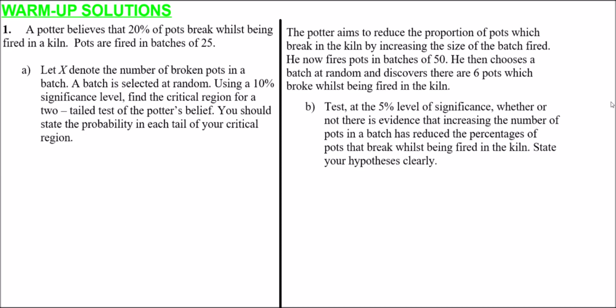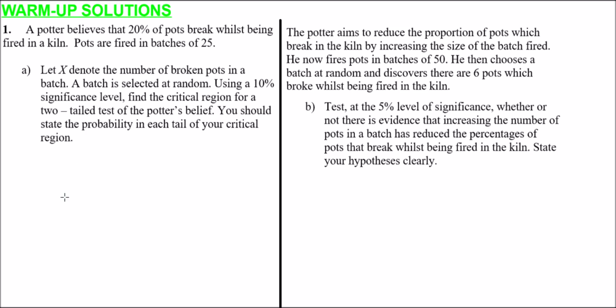So question 1, a potter believes that 20% of pots break whilst being fired in a kiln. Pots are fired in batches of 25. So we're asked to let X denote the number of broken pots in a batch. A batch is selected at random. Use a 10% significance level, find the critical region for a two-tailed test of this potter's belief. We need to state the probability in each tail of the critical region.